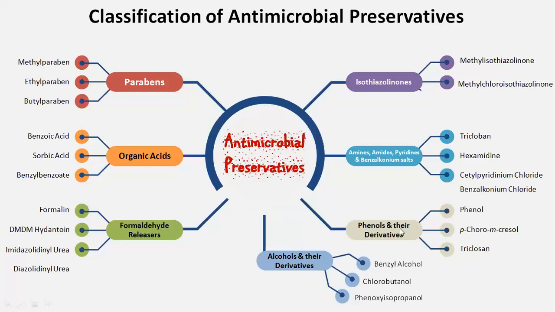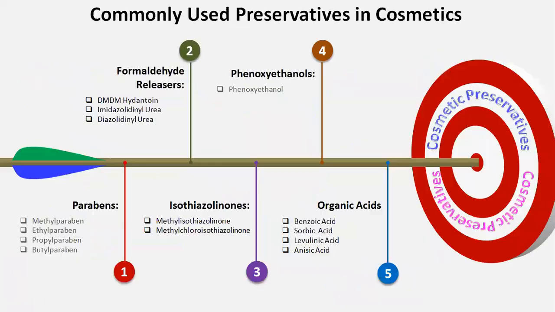Coming to phenols and their derivatives, examples include phenol, parachlorometacresol, and triclosan. Alcohols and their derivatives include benzyl alcohol, chlorobutanol, and phenoxyisopropanol. Now these are the general classification of preservatives. Now we will see specific preservatives that are commonly used in the cosmetic industry.